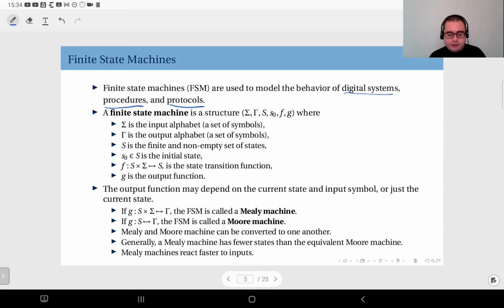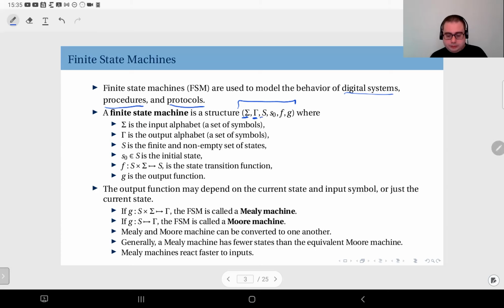More formally, we define a finite state machine as this structure given here. And here these symbols represent, let's see, sigma is the input alphabet. It's a set consisting of symbols, and gamma here is again a set of symbols, and it is the output alphabet. In the most general sense, they do not need to overlap, but for most considerations, we might assume them to be equal or one the subset of the other, but not necessarily so.